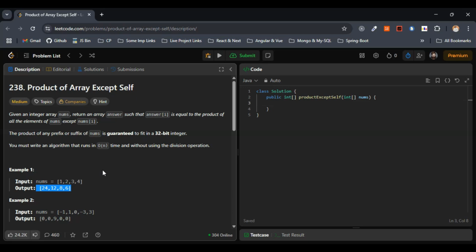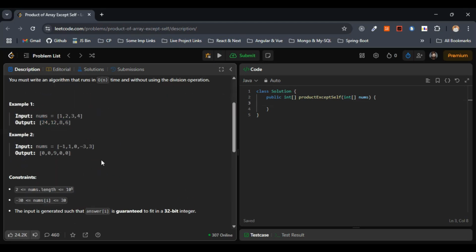All the products will fit in a 32-bit integer, they have clearly mentioned, so we don't have to worry about that. One thing to keep in mind is that we cannot use division, and the algorithm must run in O(n) time. These two things we have to keep in mind. So let's come to the example part.